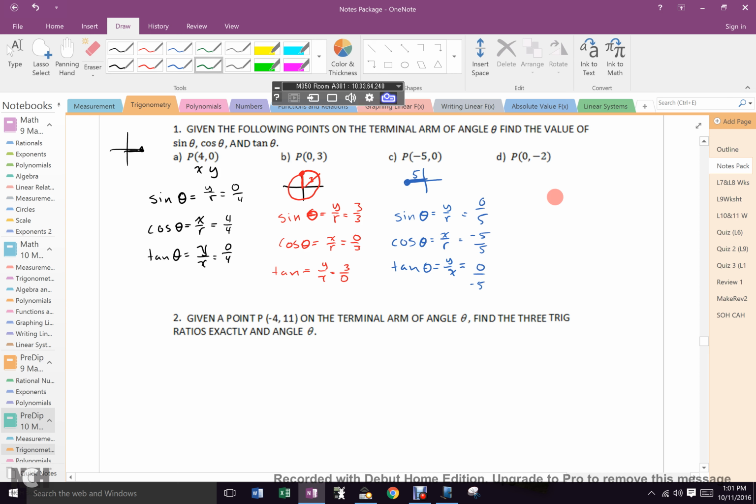And finally, what is this one? You shouldn't even need to draw it now. You shouldn't even need to see y over r. Sine is negative 2 over 0. Cos theta is 0 over 2. And tan theta is negative 2 over 0. Everybody good?